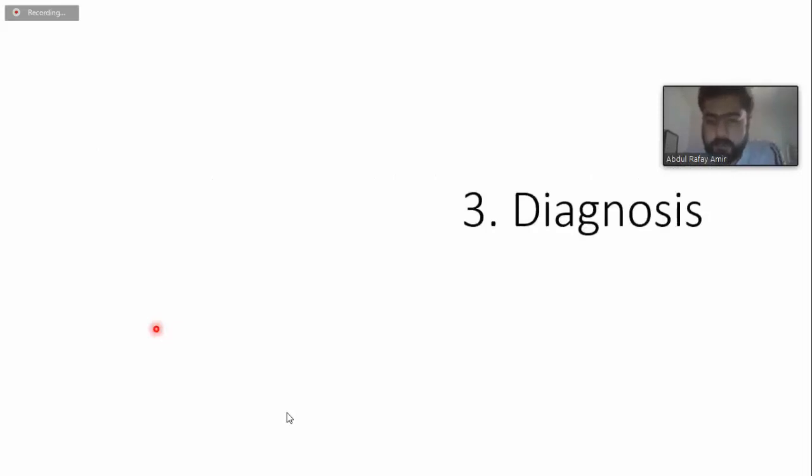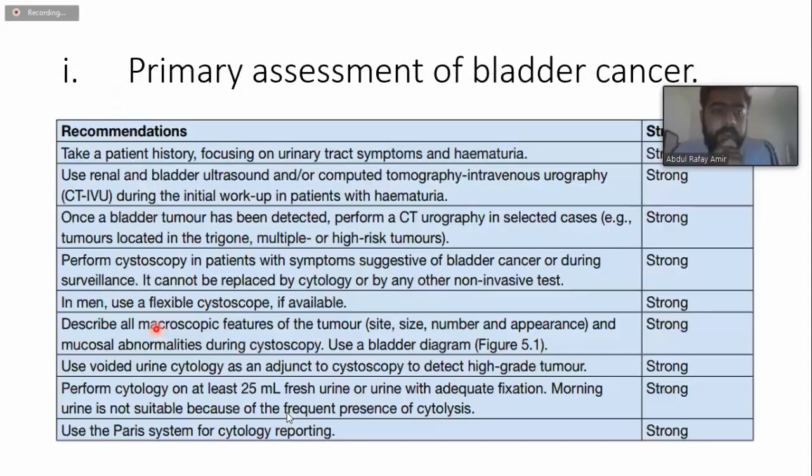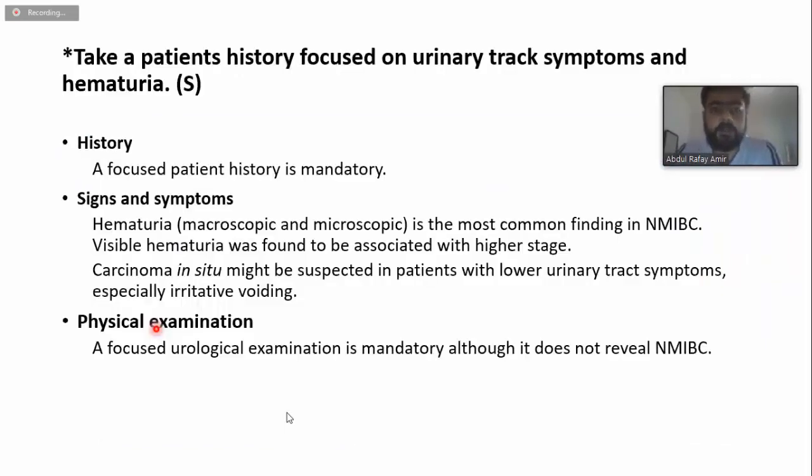Now, guidelines on diagnosis. These are the listed guidelines by the category. We will dissect each statement one by one. So take a history focused on urinary tract symptoms and hematuria. So if a patient presents with signs and symptoms that we are suspecting that he is suffering from bladder cancer, like that he has a hematuria, either macroscopic or microscopic, or in some cases, as in CIS, he might have lower urinary tract symptoms, we should take a focused history, focusing on the symptoms of urinary tract. Physical examination is also mandatory. However, they are not so revealing in the non-muscle invasive bladder cancers.